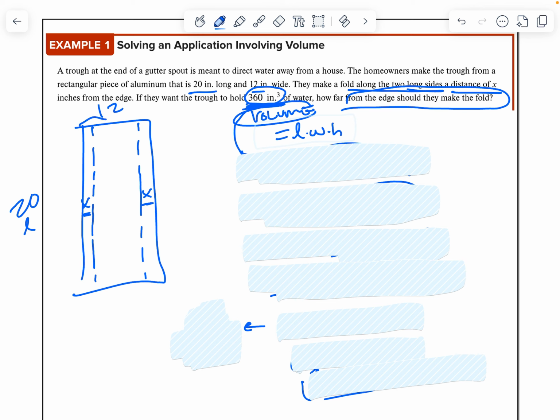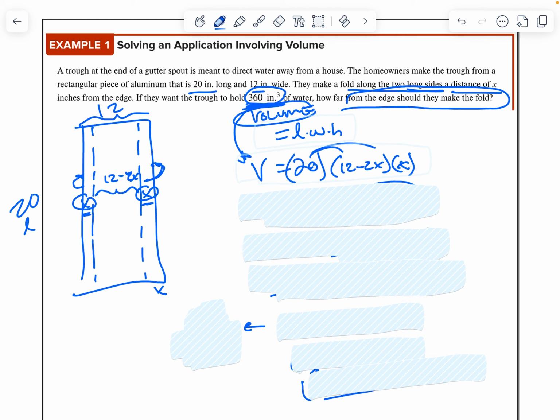So if this whole thing here is 12, then this part, the actual width, after we take these wings and fold them up, is going to be 12 minus 2x, right? It's 12 minus that x. And the height, once we fold this up, is going to be that x. We could sub those into our formula for length, width, and height. Once you sub it in, I like to distribute from left to right, so I'll distribute the 20 in first. Then I'll distribute the x into all those things.